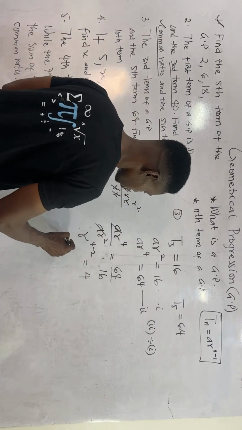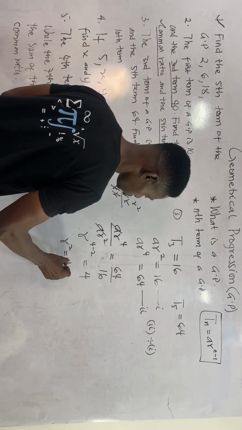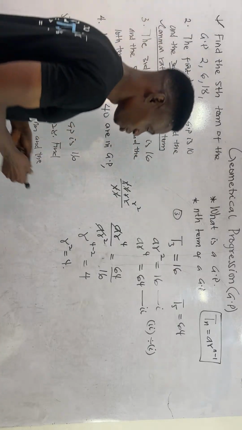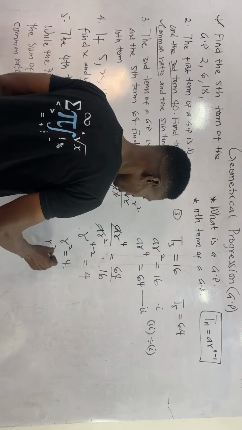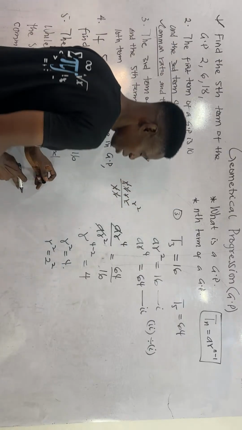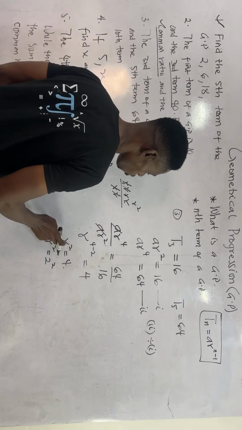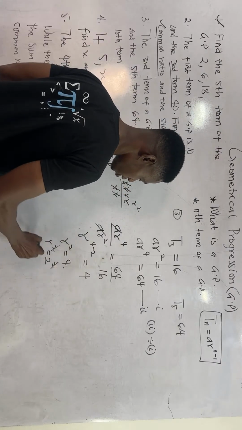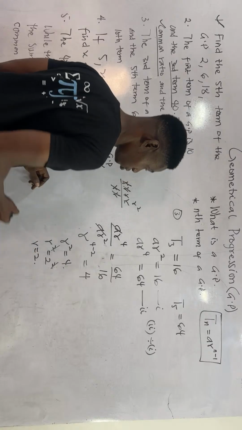So what we'll have here is R² equals 4, which is not far from what we just did. So let's do it again. R squared equals 2 squared. Since the powers are equal, the bases have to be equal. So if we equate the bases, R equals 2.